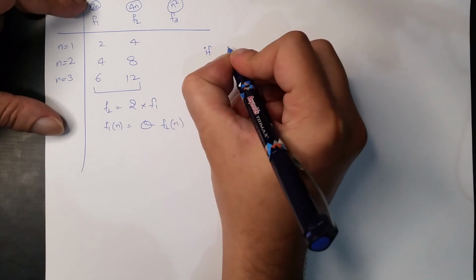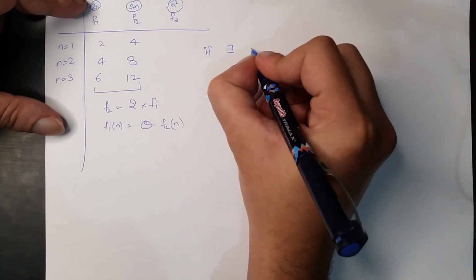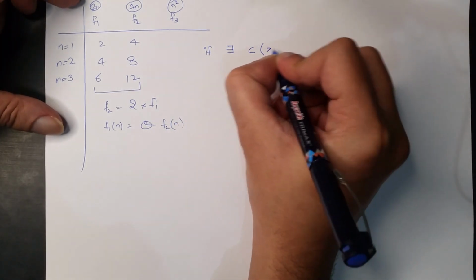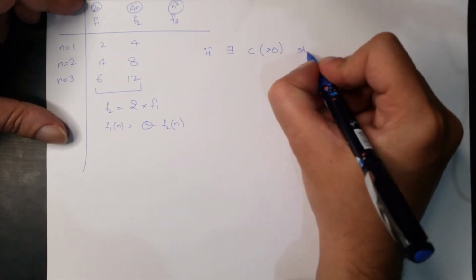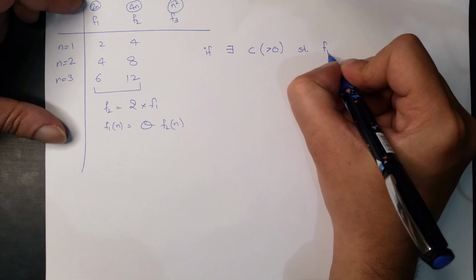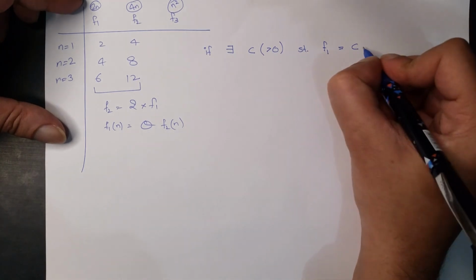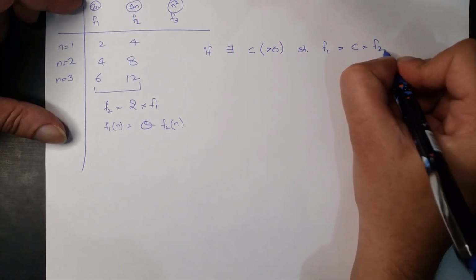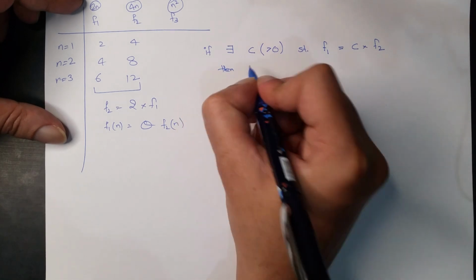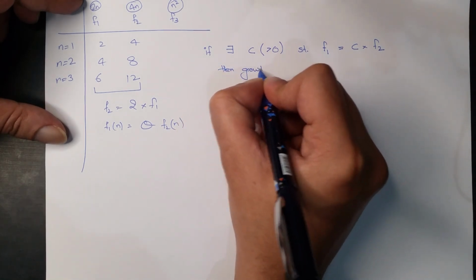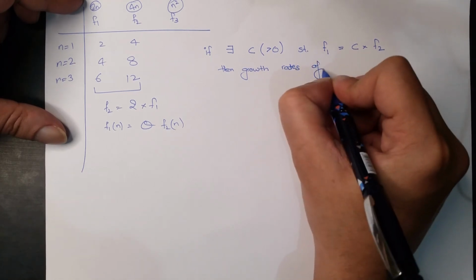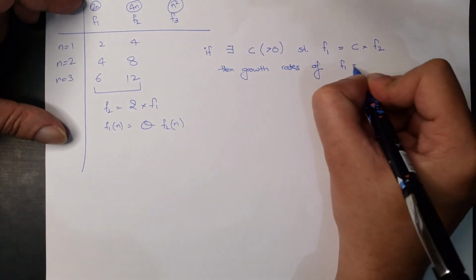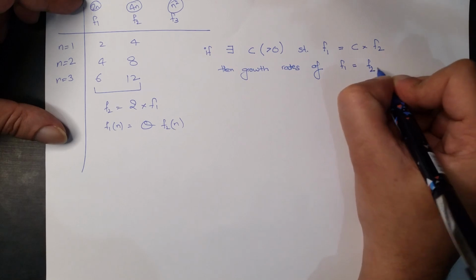If there exists a constant c greater than 0 such that f1 is c times f2, then growth rate of f1 is equal to f2.